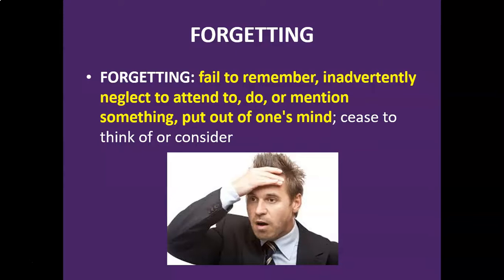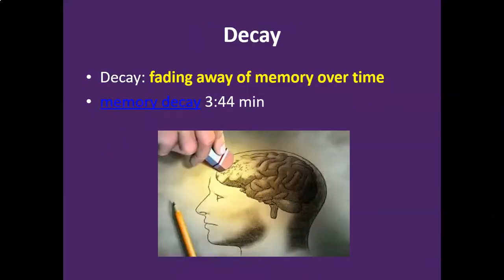All right, so forgetting is to fail to remember, inadvertently neglect to attend, do, or mention something, but out of one's mind. Another thing that we sometimes can have a problem with over time is fading away of memory, or decay. It's called decay. There's things that my family will bring up that I can't remember, or when I talk to a friend and they say, remember when this happened? And I can't remember because I haven't gone over the bridge, so to speak, the memory bridge back and forth to my long-term memory and maintain that memory.